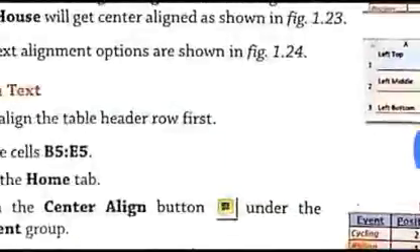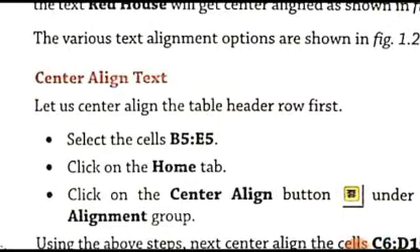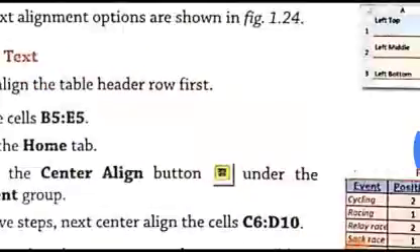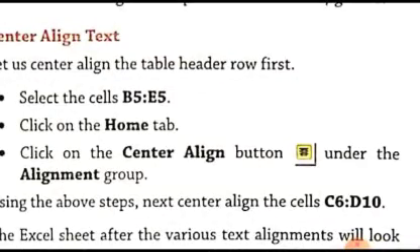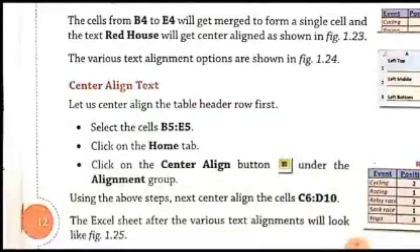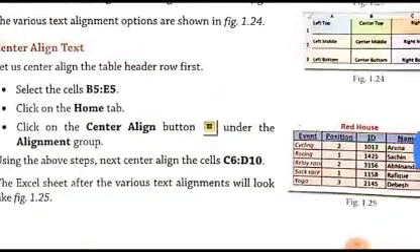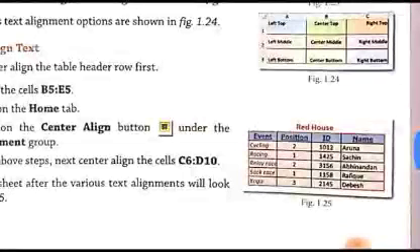Now, center align text. How can we center align? Again, simple steps have to be followed. First you select the cell range B5 to E5. Then click on the Home tab and then click on the Center Align button under the Alignment group. B5 to E5 means we want to center align the header row. The fifth row is the header row, and we want to center align that.